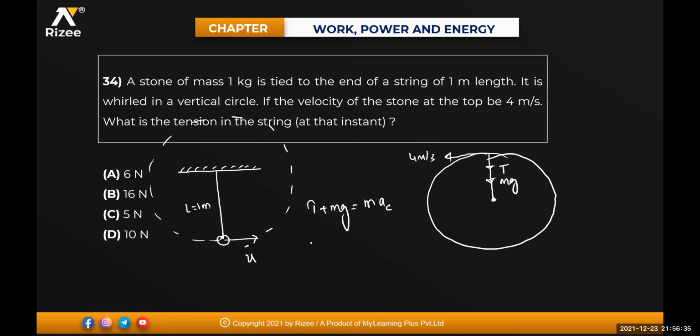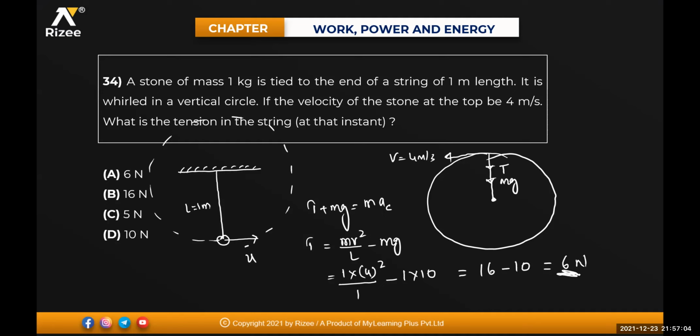So T is equal to m v square divided by length L, minus m into g. Mass of the particle is 1. Velocity at the highest position is 4, so 4 square divided by length, which is 1 meter, minus 1 into g, where g value is 10. So 4 square is 16, 16 minus 10 is equal to 6. So 6 Newton will be the answer for this.